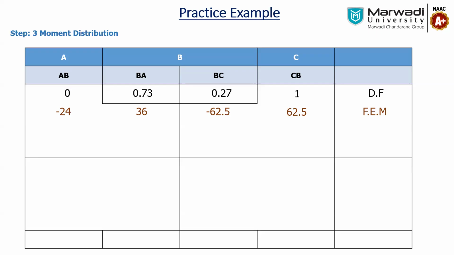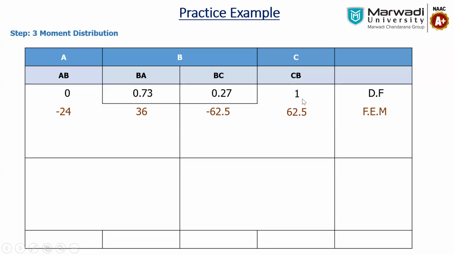So here, our joint is CB, remember, that is a hinge, so we have to balance this joint first. What we have to do is take the 62.5 moment we are getting at CB and multiply it with the distribution factor 1. So we get 62.5, which we have to write with the opposite sign.